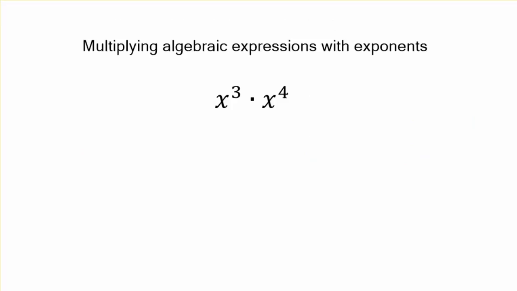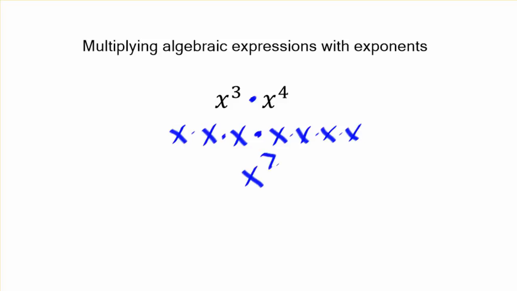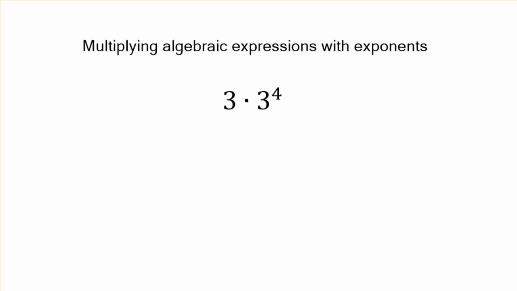Let's do the first one. Multiplying algebraic expressions with exponents. Well, let's go ahead and expand this. X to the 3rd is x times x times x. X to the 4th is x times x times x times x. And you have 7 of them altogether. It becomes x to the 7th. And another way of looking at this is x to the 3rd times x to the 4th is x to the 7th. You just add 3 plus 4.